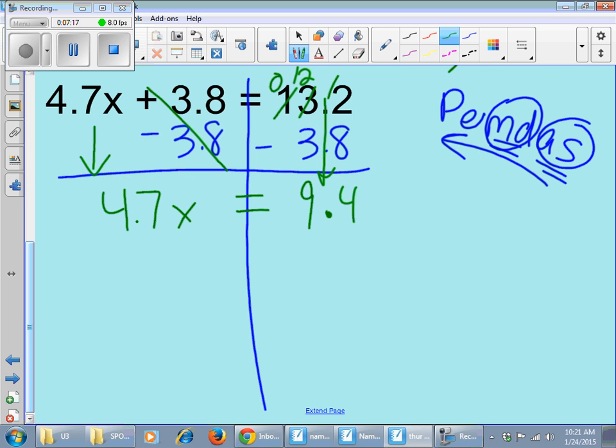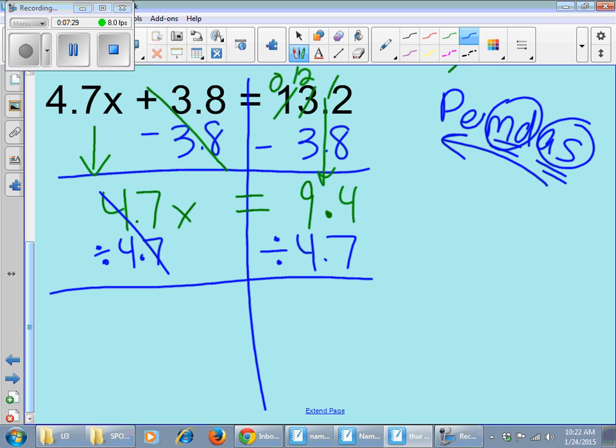Now, 4.7x means 4.7 times x. So to cancel times 4.7, I will divide by 4.7 on both sides. Variable comes right down. Instead of showing a long division problem with decimals, just in the interest of saving time, I'm going to plug that into the calculator. 9.4 divided by 4.7 equals a whole number 2.